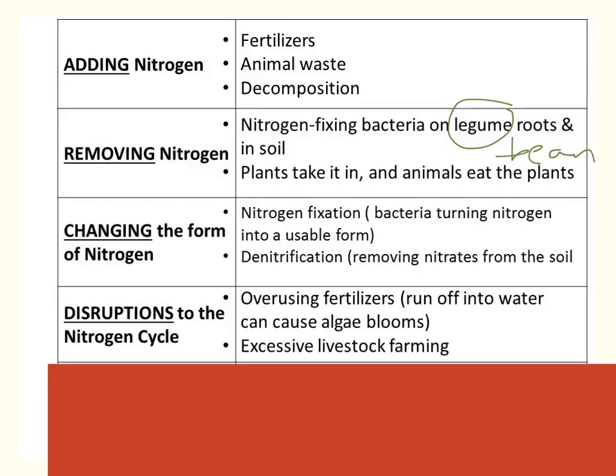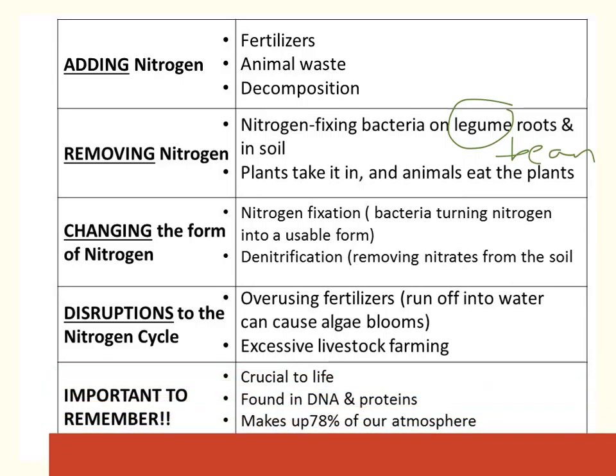And disruptions to the nitrogen cycle happen when you overuse fertilizers. So that'll run off into the water and cause algae blooms, which prevent animals and fish from photosynthesizing, prevent plants from photosynthesizing, which destroy the things that the animals will eat. Same thing can happen with livestock farming, where it causes too much nitrogen to go into the water, so it's usually runoff. Those fertilizers can also happen by over fertilizing your lawn too.